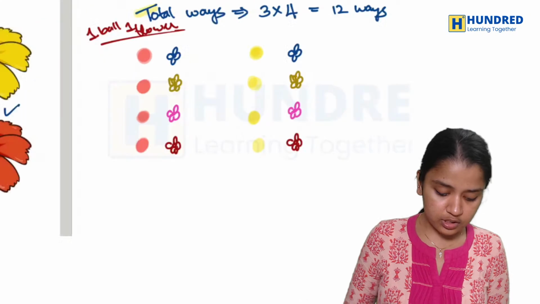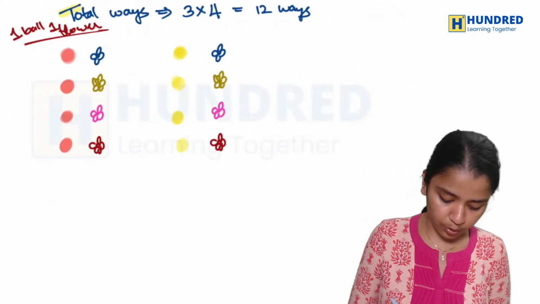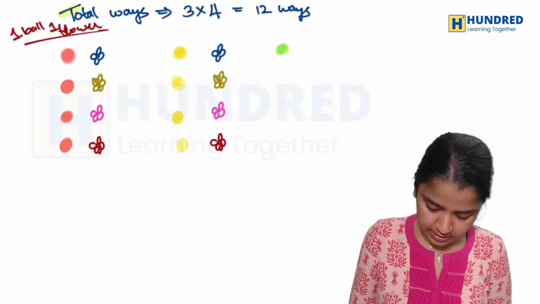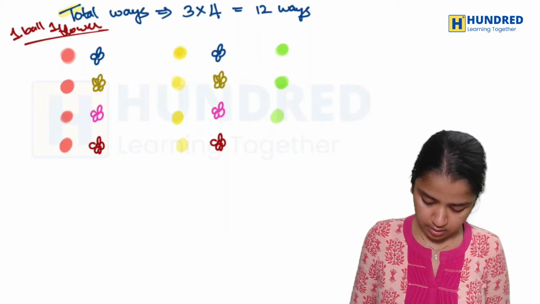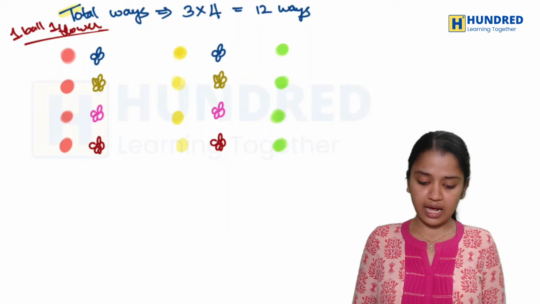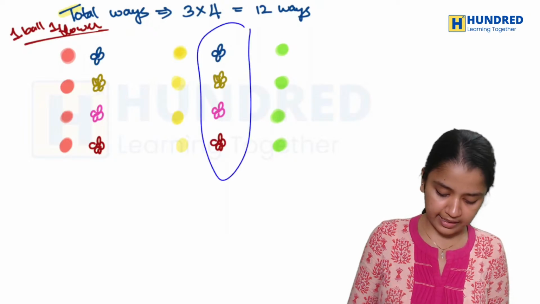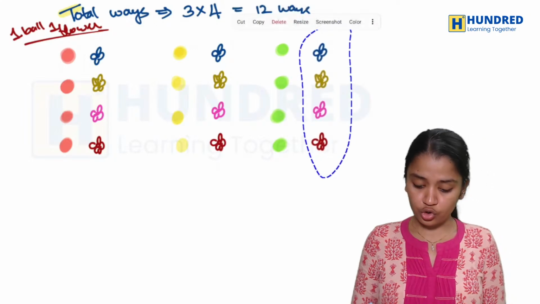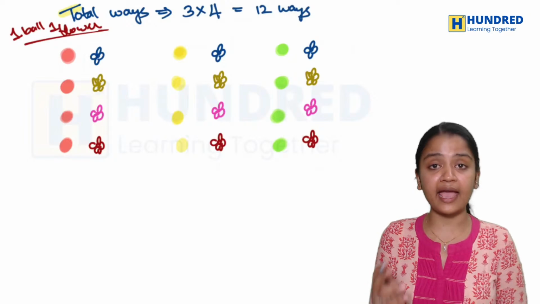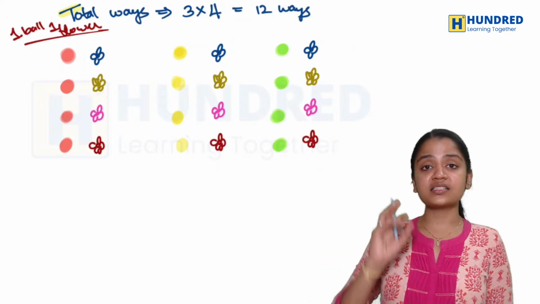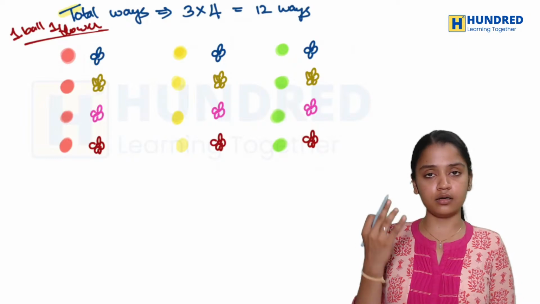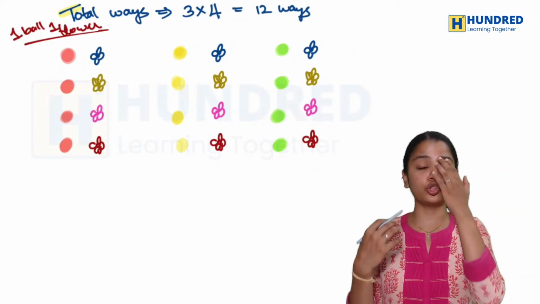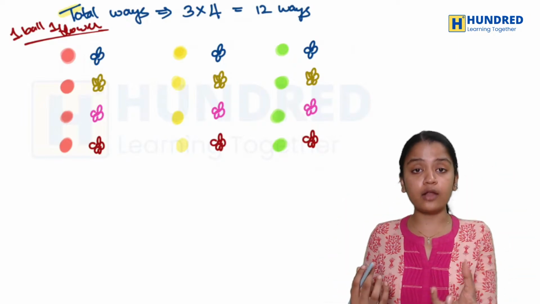Same way, now let's talk about the green ball, the last green ball. So your last green ball is paired with all kinds again. So if I'm asking you 1 flower, 1 ball, you can pair the red ball with the blue flower, the yellow ball with the blue flower, and the green ball with the blue flower.